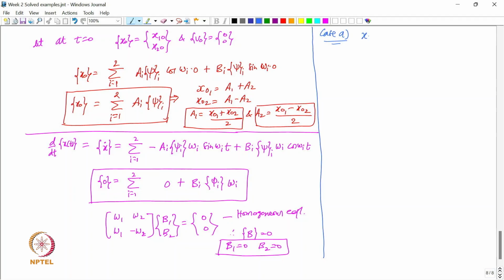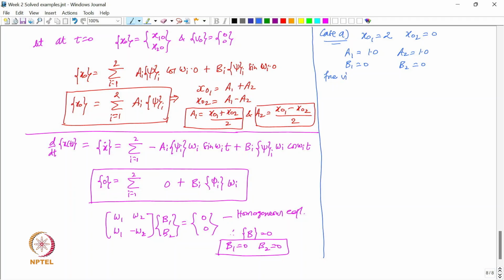In case A, we have x01 equal to 2 and x02 equal to 0, that is what is given to us, correct. So, if you substitute these results here, what are you going to get? You are going to get A1 as 1 and A2 also as 1, and of course, B1 is anyway 0, B2 is also already 0.